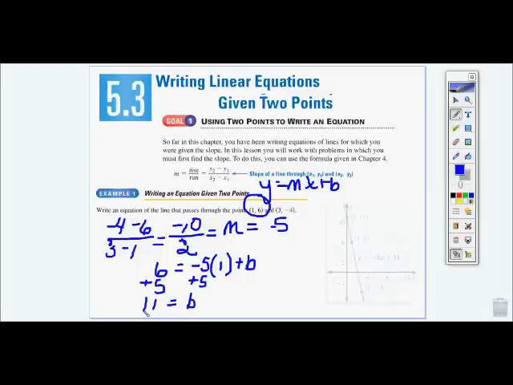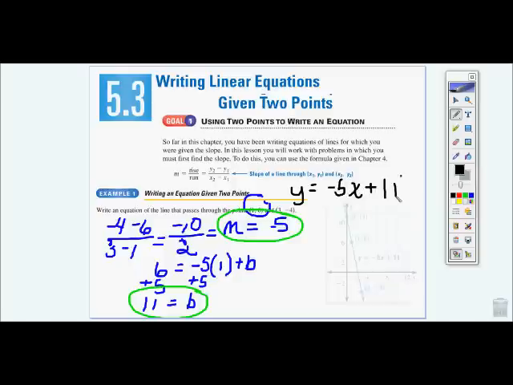So if I go to write my equation now, I have a slope and a y-intercept, and I can write my equation. My equation is going to be y equals, and it will be -5. I'm not going to have enough room there. Let's go ahead and get rid of that. Let's see if we can fit it in now. Y equals -5x plus b. And b was a positive 11.